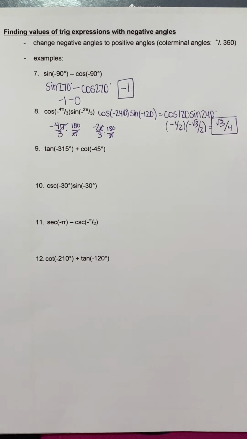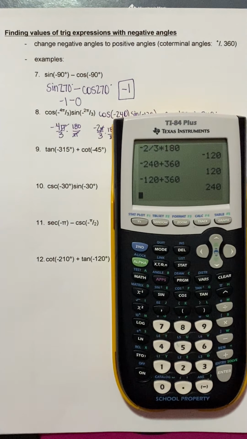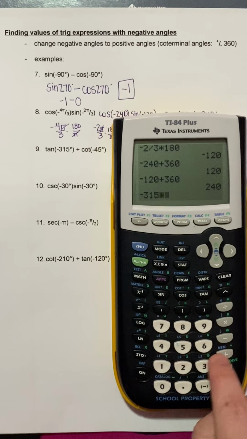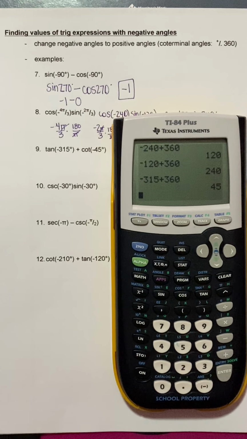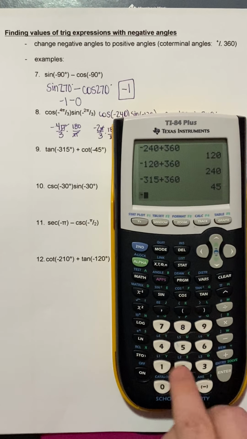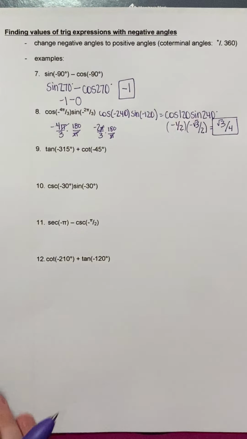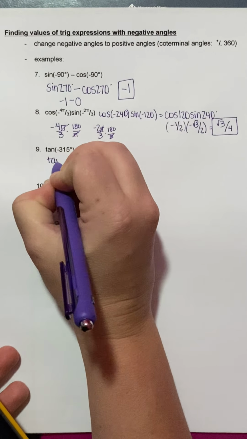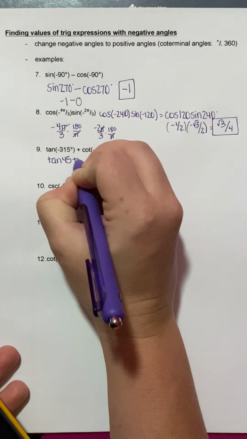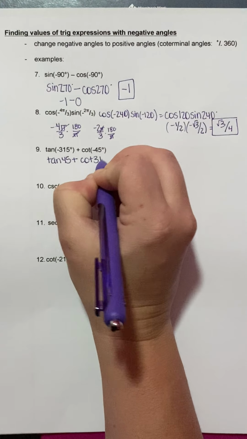All right, next we're in terms of degrees, but we have negative angles. So the first thing I'm going to do is take both of these negative angles and change them over into positive. Negative 315 plus 360 changes over to 45. And negative 45 plus 360 is going to change over to 315. So they're basically just switching here. So this is the tangent of 45 plus the cotangent of 315.